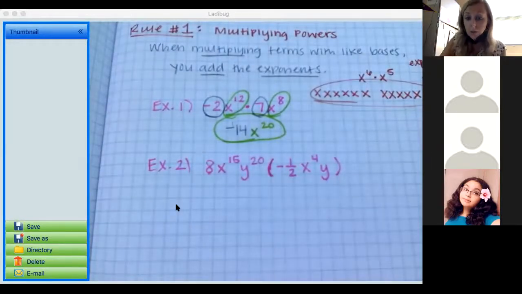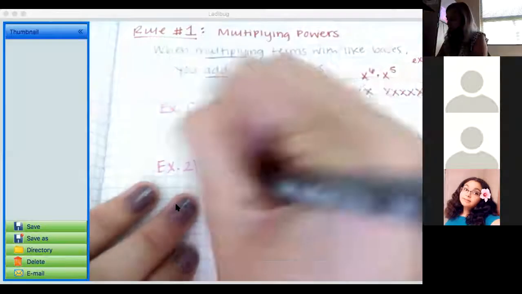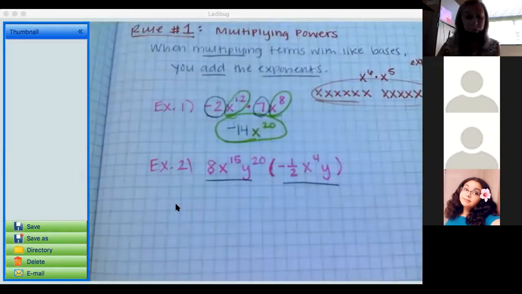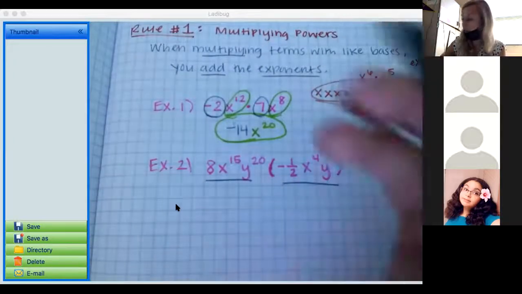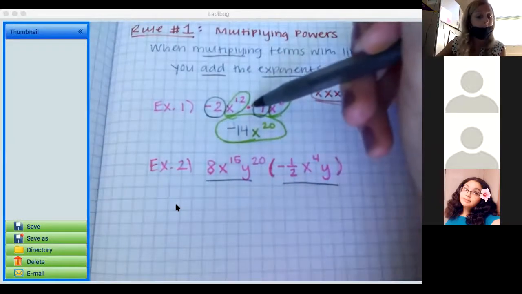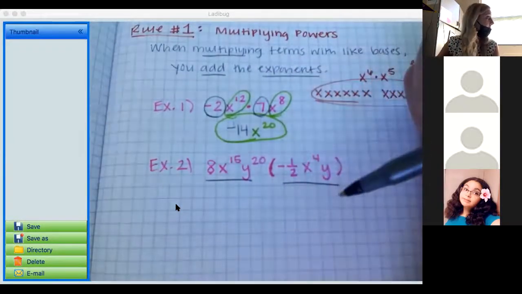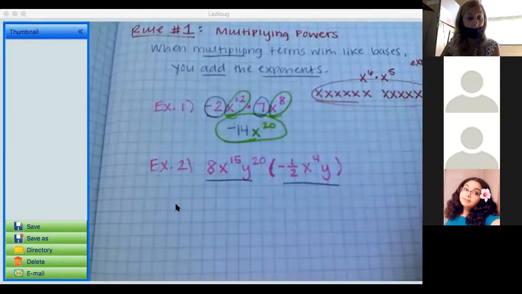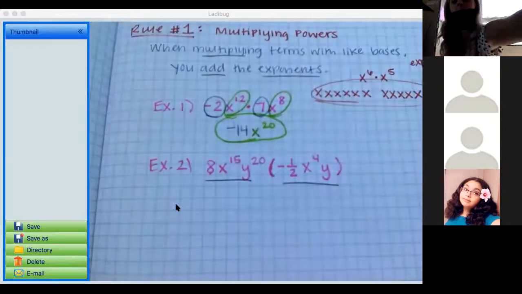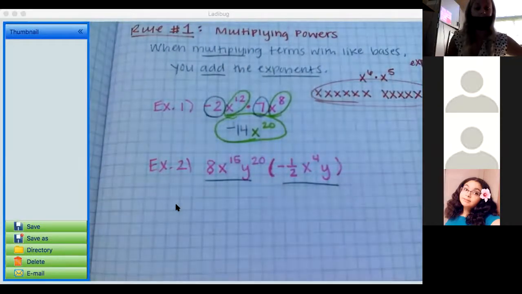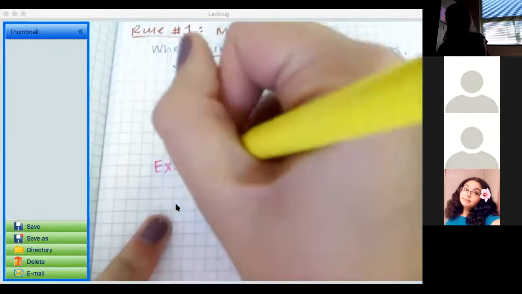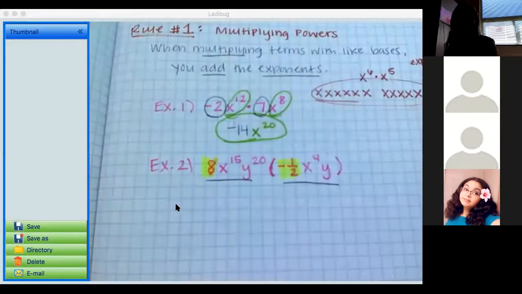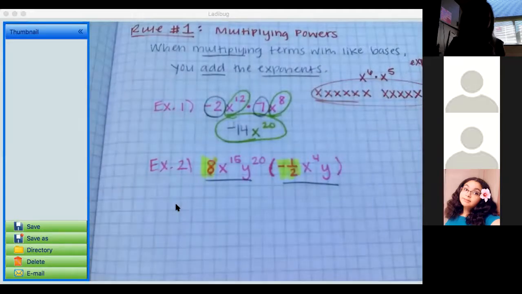Does everybody agree we are multiplying these 2 things? That's what the parentheses mean, right? So do you see how I gave you a different representation? You could see the multiplication dot or you could see parentheses. But either way, it means we're multiplying. So let me ask y'all a question. What do we do with our numbers out front? What do we do with our coefficients? You multiply them. If it's telling you to do 8 times -1/2, that is what you do.